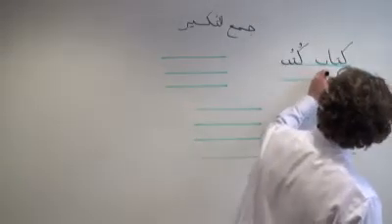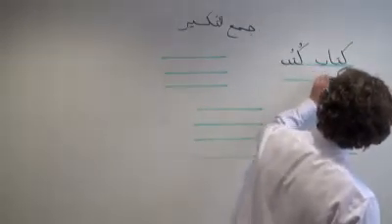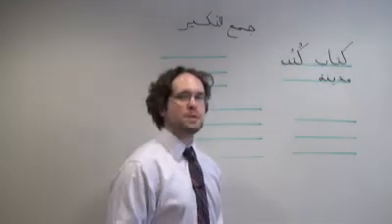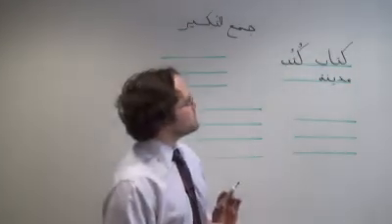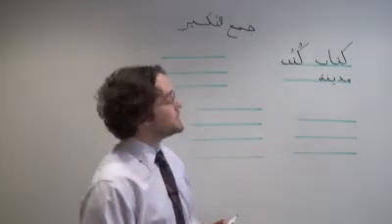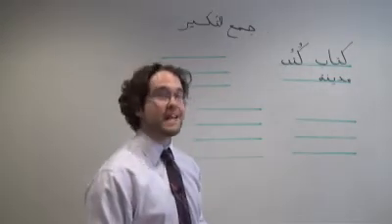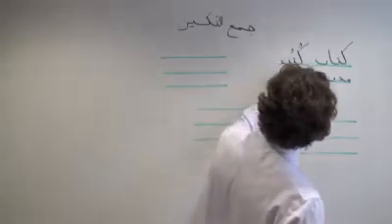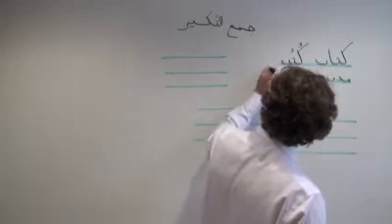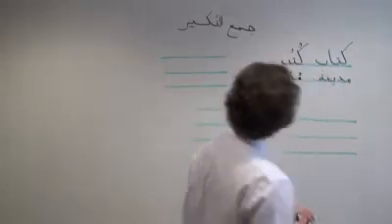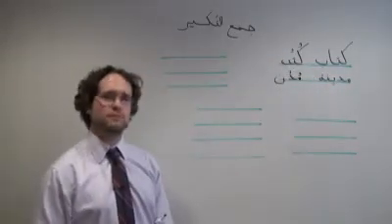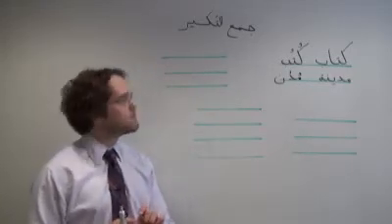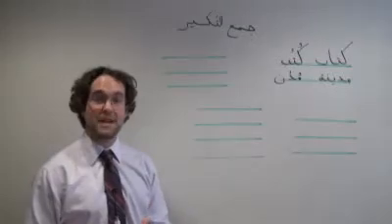Medina. Now you see a ta marbuta, so if you didn't know any better, it might be a decent guess to think, oh, Medina, Medinat, but in fact, it has a broken plural as well, which is mudun. Try saying those to yourself. Kutub, mudun. The internal vowels of the plural patterns are exactly the same.